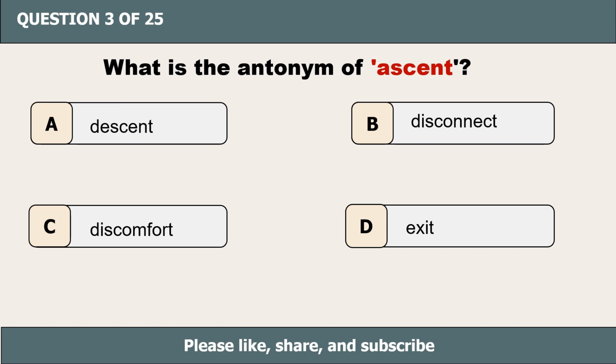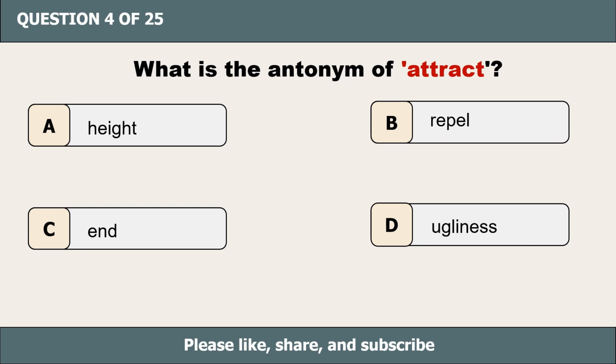Question 3. What is the antonym of assent? The correct option is A. Dissent. Question 4. What is the antonym of attract? The correct option is B. Repel.